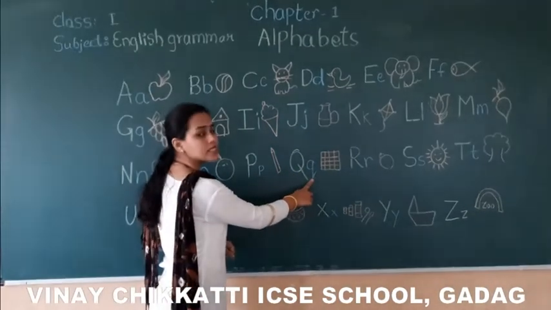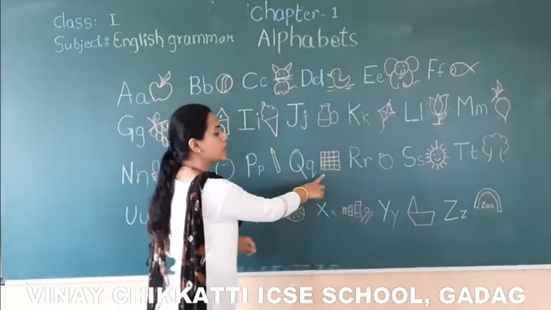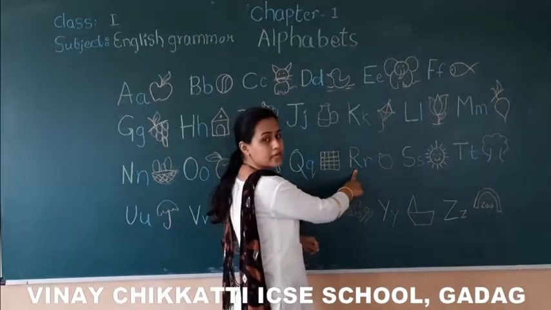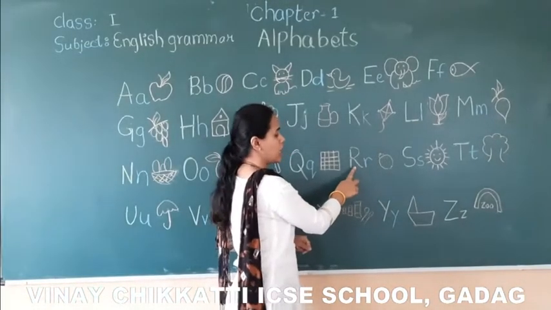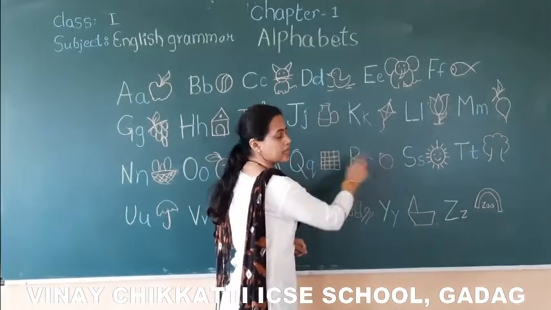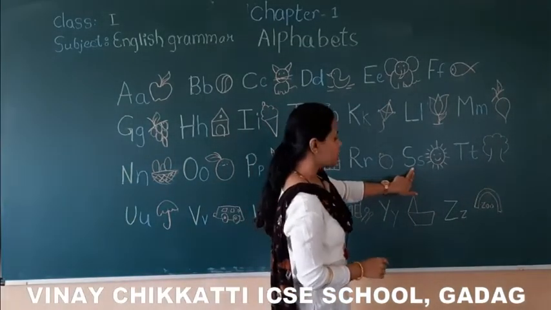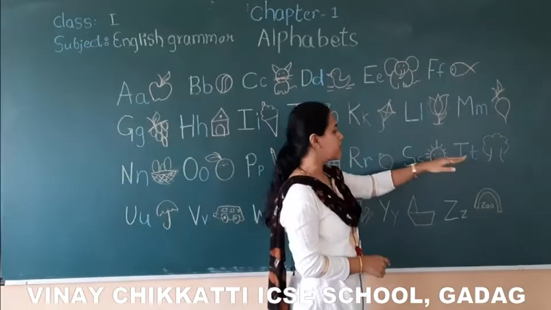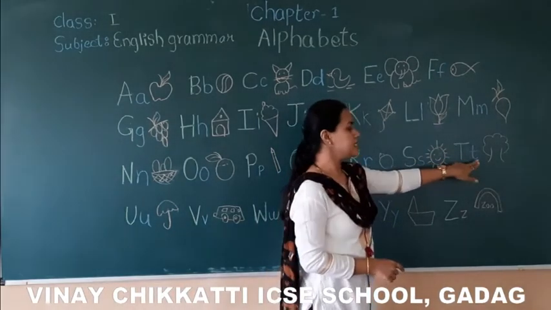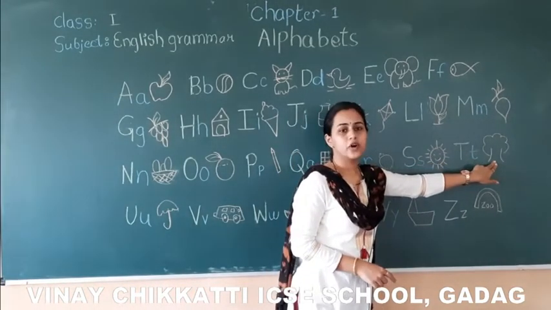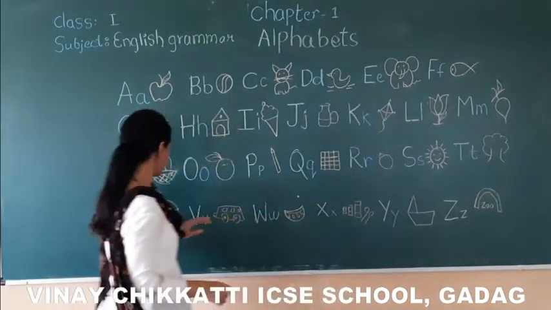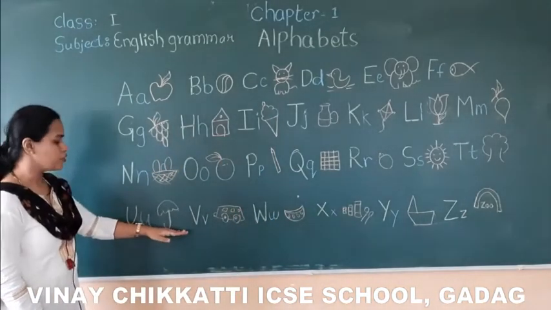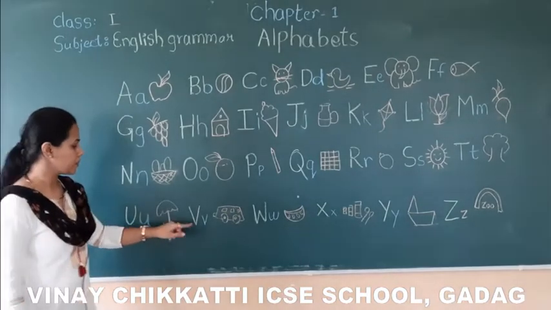Capital Q, small q. Q for quilt. Capital R, small r. R for ring. Capital S, small s. S for sun. Capital T, small t. T for tree. Capital U, small u. U for umbrella.